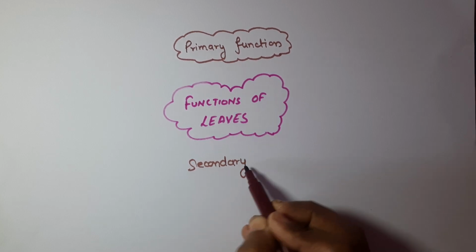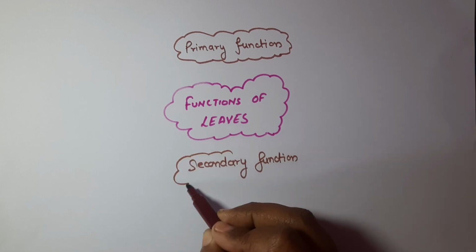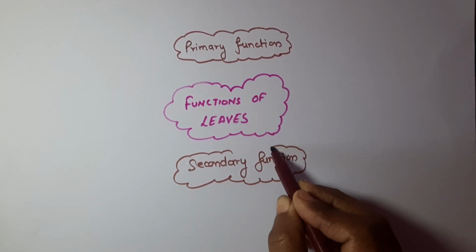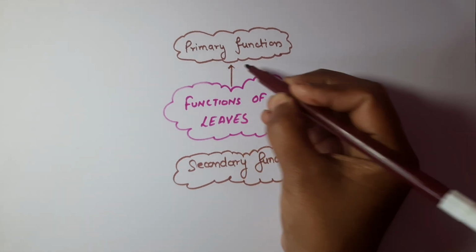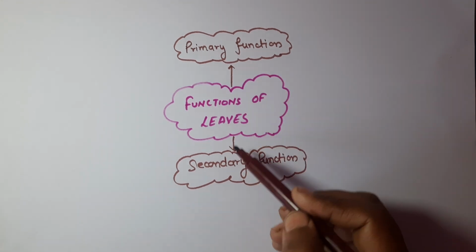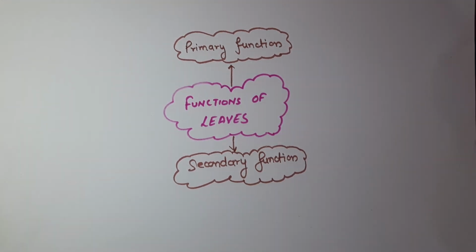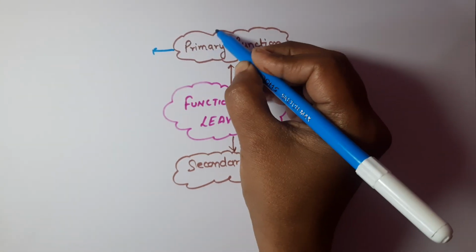What do you mean by the secondary function? Secondary functions are those functions the leaf provides in addition to the primary function. This is the difference: the primary function is what the leaf is chiefly responsible for and has to perform, but in addition there are some additional roles that leaves play, and those functions are known as secondary functions. Basically there are four primary functions of the leaves. We will talk about them one by one.